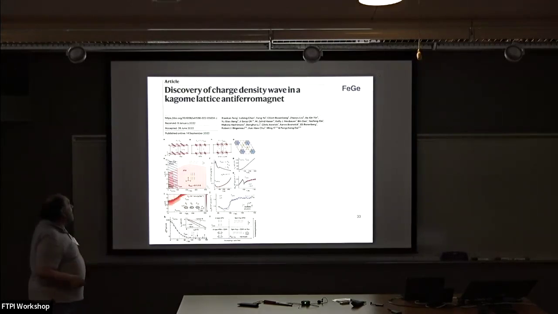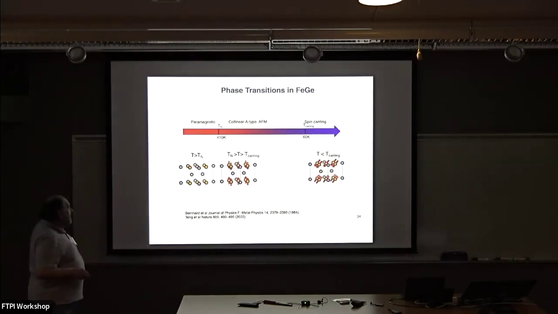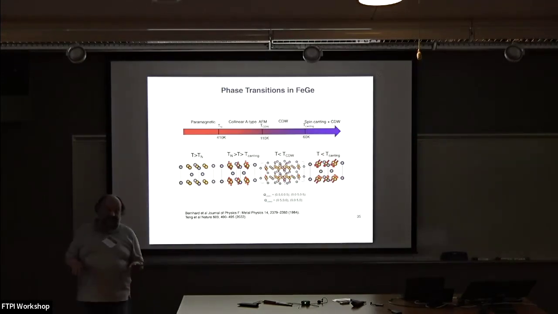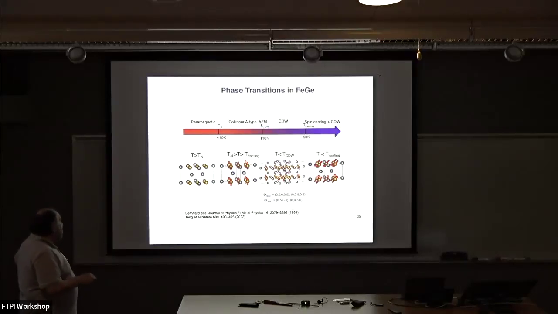This is the paper from Rice, claiming the discovery of a density wave in a Kagome lattice. So there is a paramagnetic state, then an A-type antiferromagnet bilayer. Then it's CDW, and then it's more complicated stuff. The more complicated stuff is a coexistence of antiferromagnetism with CDW. Surprisingly, what we found is that already at this Néel temperature, at this transition, C3 is broken. So this phase has only C2 symmetry.